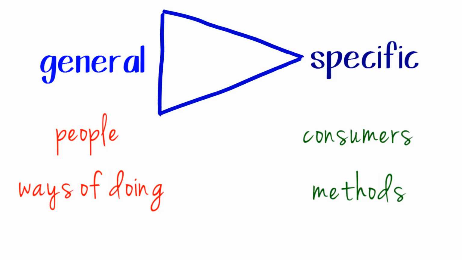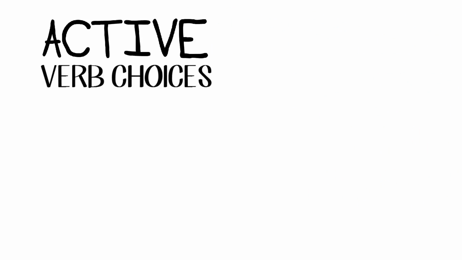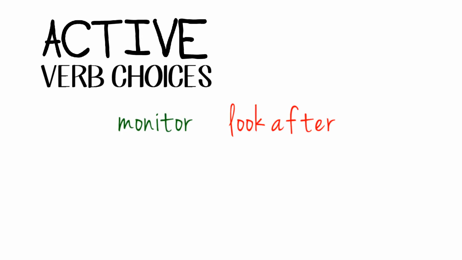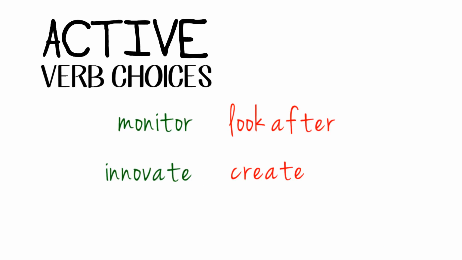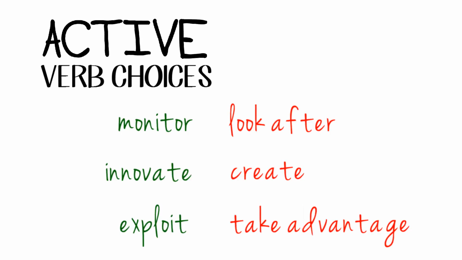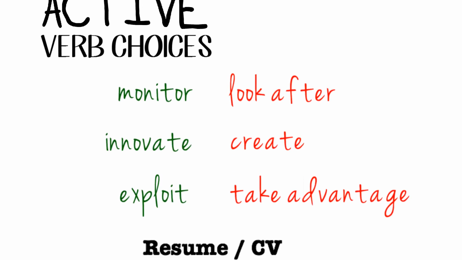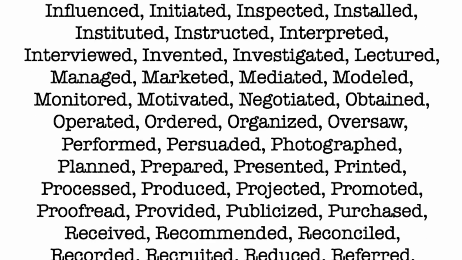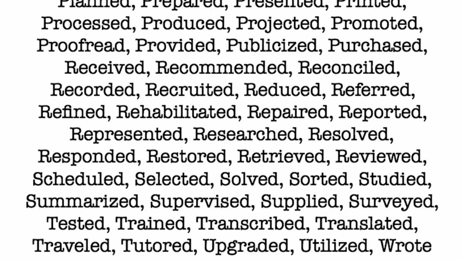Verbs are also important choices. Your writing can seem more lively and readable with active verb choices. In academic work, some verbs suggest more analysis or action taken by the subject of the sentence. Examples might include monitor rather than look after, or innovate rather than create, exploit rather than take advantage. These verb choices are also critical for another form of writing important for undergraduates: CV writing. Active verbs in CVs suggest more initiative in taking part in activities.